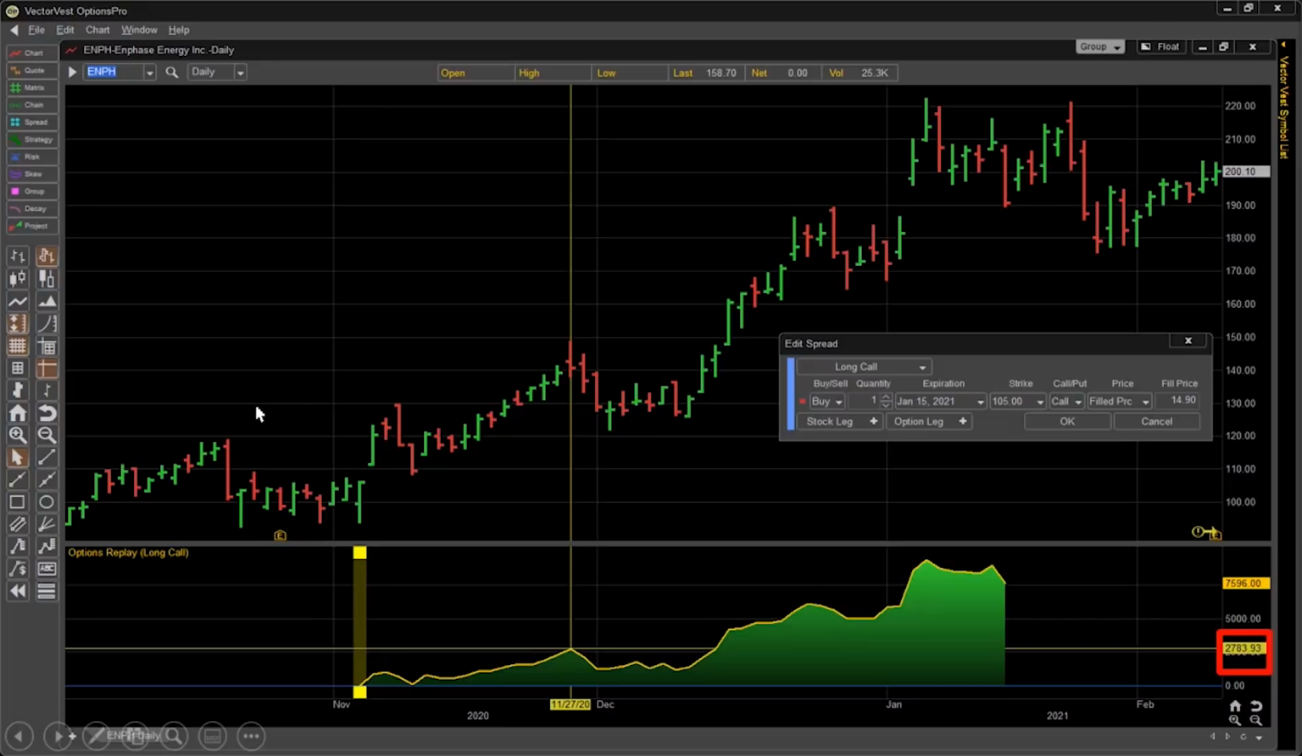And what I've laid out for us is just what's called the options replay from the VectorVest Options Pro software. It's just a trade simulation so I can illustrate the power of using leverage and using call options to profit in an uptrending market. So on November 3rd, we went out on that DEW up situation, found a good quality stock, in this case ENPH.